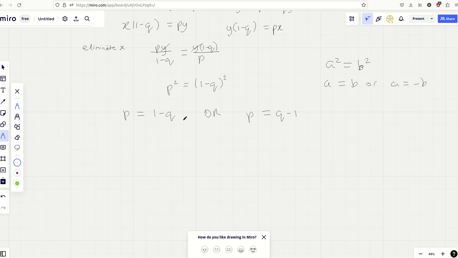And so we've got p is 1 minus q, or p is q minus 1, and that means that q plus p equals 1, or if we rearrange this and add the 1 over, we can have 1 equals q minus p, and hence q plus or minus p equals 1 as required.